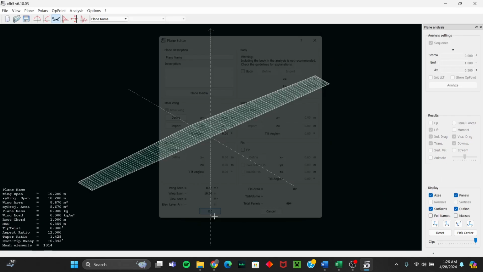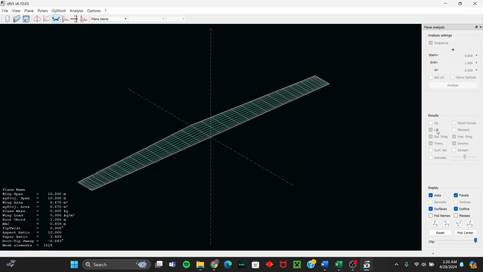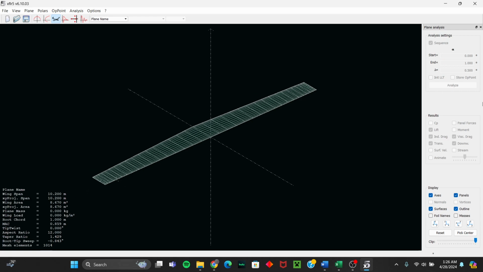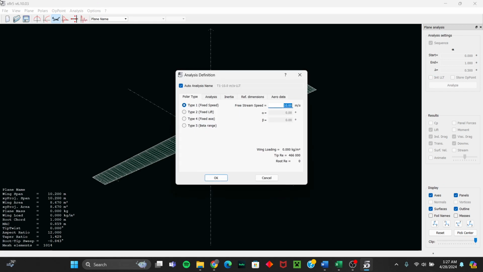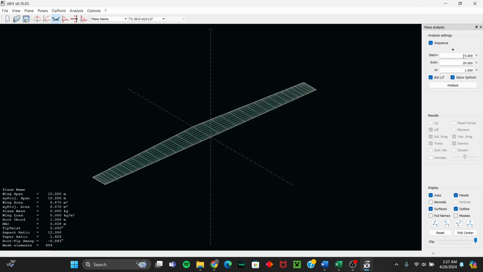After doing this, we just press OK. It should load up. It's not loading up. Interesting. Oh, okay, we were supposed to define analysis. Sorry, I forgot. So we put the free stream speed to 30 meters per second, and make sure we're using the lifting line theory analysis method for the wing. Everything here seems right. And now we start from -5 degrees to 20 degrees and we increment by 1.